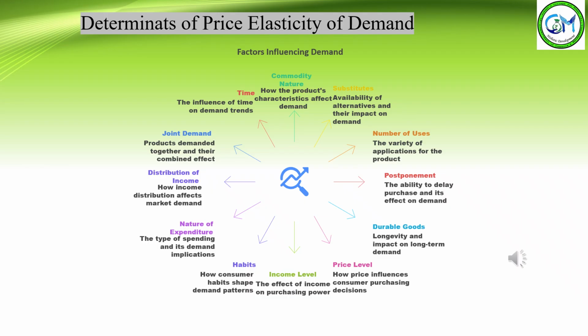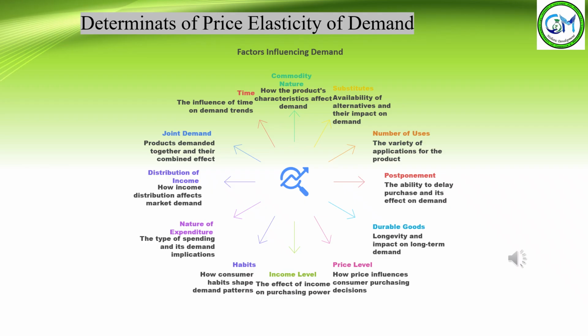The number of uses of goods also influences the elasticity of demand. Goods having a number of uses, like milk, coal, electricity, etc., are more elastic. Coal is used for cooking, heating, power generation, etc. If the price of coal falls, the demand will increase from all sides. On the contrary, vice versa.